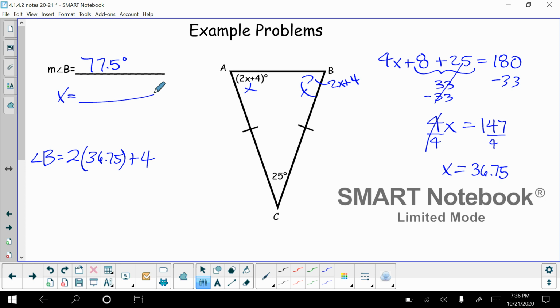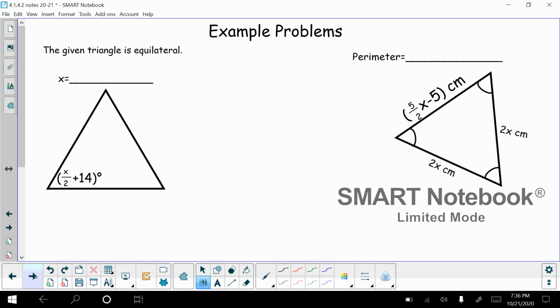Okay. All right. So let's look at two more examples. Both of these look like they are, well, let's just do one at a time. This one over here on the left, it is equilateral. So just to kind of get my brain thinking that it is equilateral, I'm gonna put those tick marks right there. Remember that if it's equilateral, it's also equiangular.